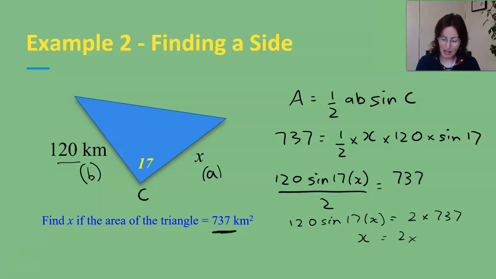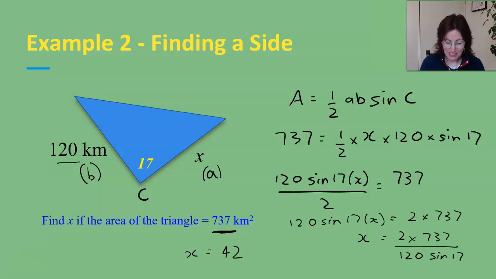Notice that I put x in brackets. Perhaps I could have put x at the beginning, just so that it wasn't confused with all of the other numbers involved there. And then making sure your calculator's in degrees, solving for x, we have approximately 42, and the units of that would be kilometres.